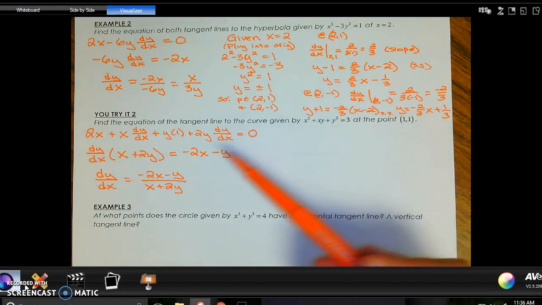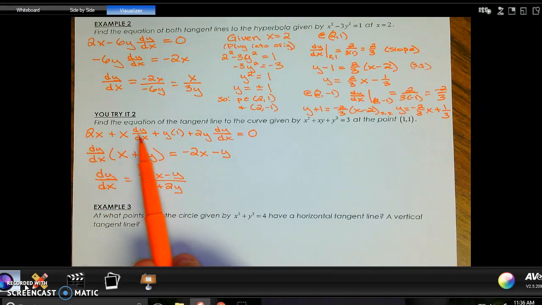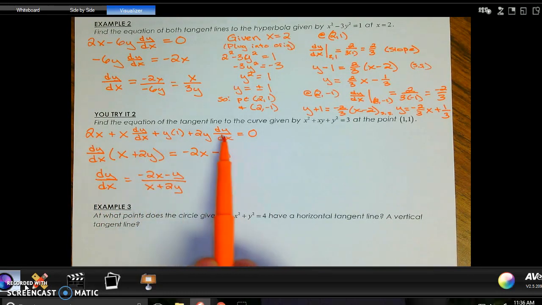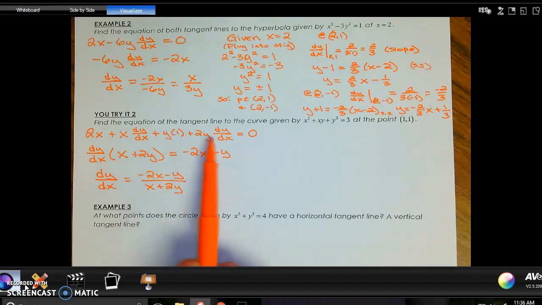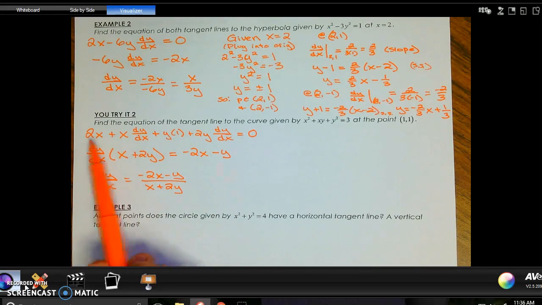equals 0 because the derivative of 3 is 0. So I went through, I have the dy/dx's, I factored out the dy/dx from this term and this term, leaving me with that, and then I moved this and this to the other side. So I get here, solve for dy/dx, I just divide both sides and I get to there. So that's finding the derivative.